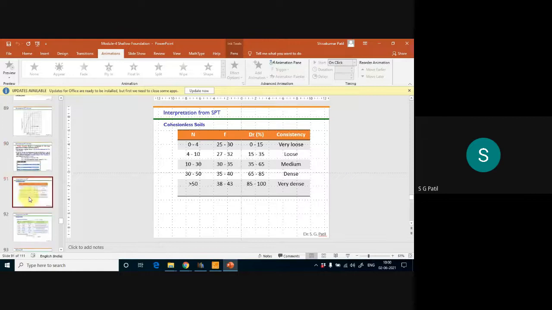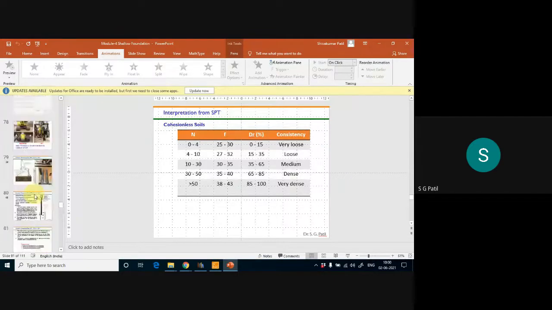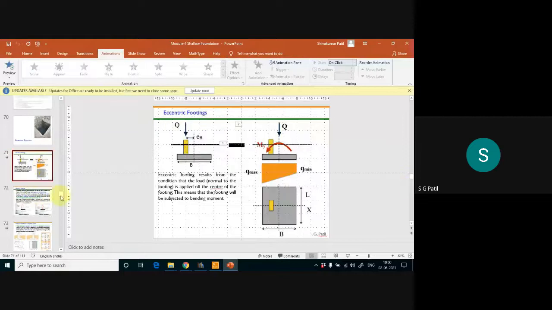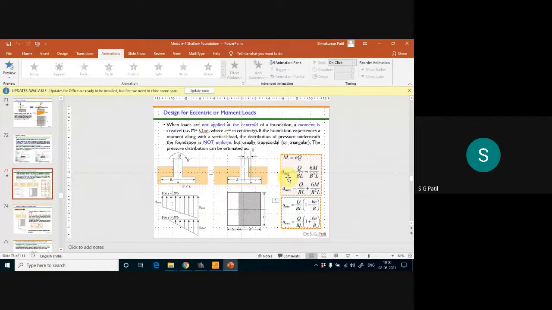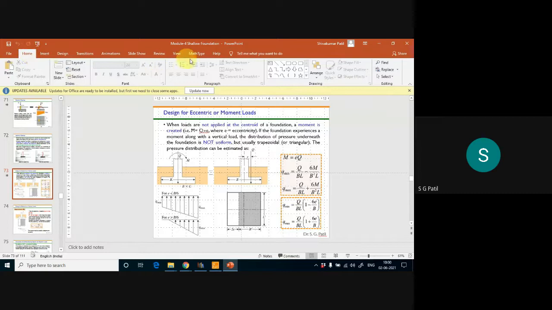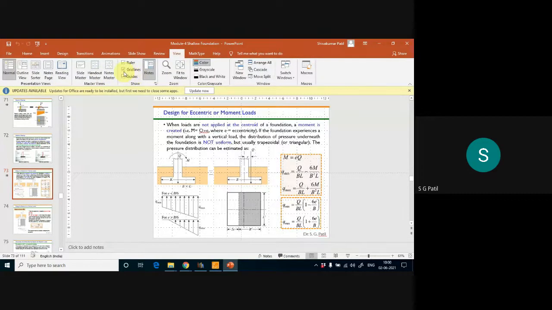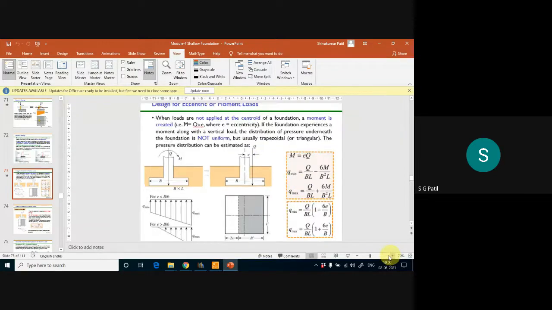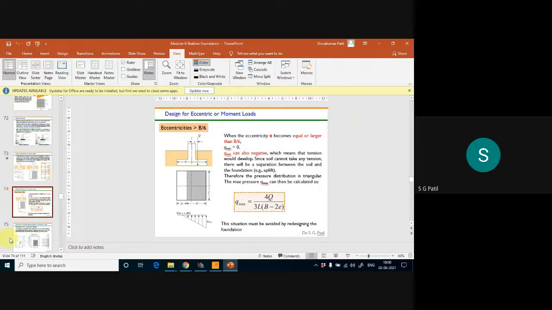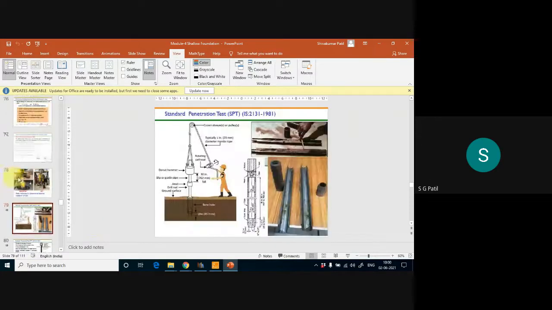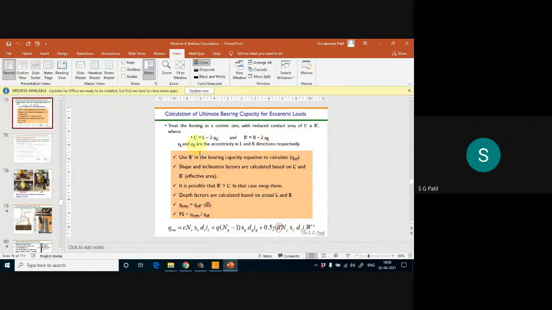What we did in today's class: first we discussed the eccentric loading, and then how to calculate your maximum intensity and minimum intensity. Let me remove these gridded lines. Now I think it will be more clear. We started with eccentric loading, and then one-way eccentric loading and two-way eccentric loading we have seen, and then how to calculate the bearing capacity in eccentrically loaded footings.